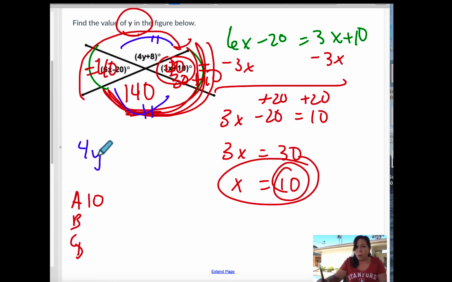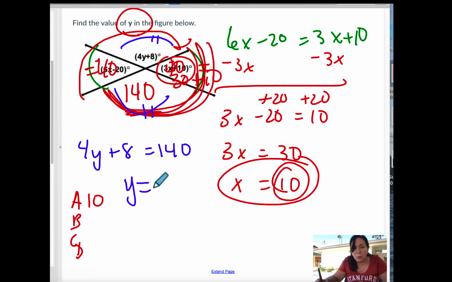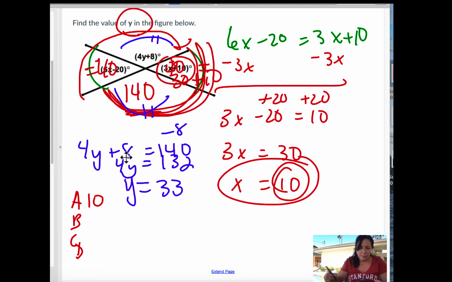So you would say 4y plus 8 is equal to 140. Subtract. So what is that, 132? So 140 minus 8 is 132. Divide that by 4, and I get 33. I think that's right. So therefore, y equals 33. So you subtract 8, I got 132, and then I divided by 4. And I did that right. Okay, y equals 33. So be careful. What are they asking you for?